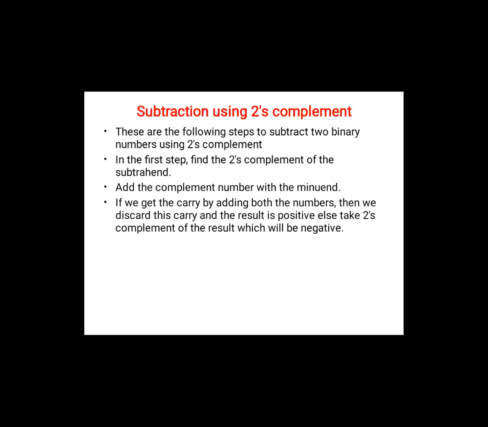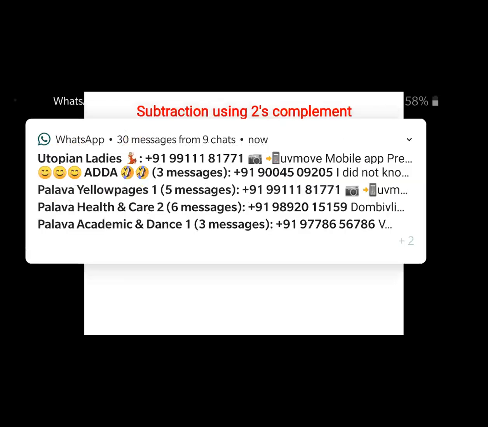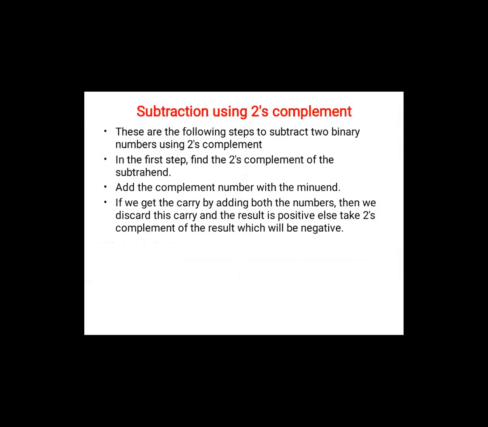Now, addition using 2's complement, 3 cases were there. Now subtraction using 2's complement. So this was the last. What you do is you find the 2's complement of the subtrahend, means whichever you are minusing. You add that complement number with the minuend. If we are getting a carry, we discard this carry, and the result is the answer. If there is no carry, take the 2's complement of the result, which will be negative.